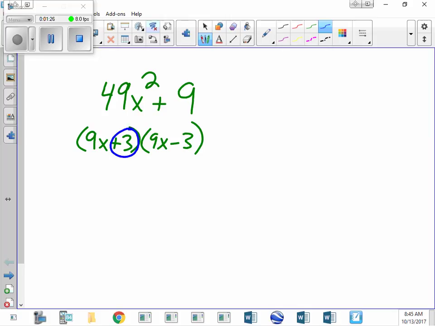Is 3 times negative 3 equal to positive 9? No. Well, what if I made them both positive? Why doesn't that work? The middle term doesn't cancel. So no matter how you try to spin this, it's not going to work. Now later on, we're going to figure out a way to factor this, but it's in a totally different realm than what we're doing right now. So as of today, we don't know how to factor that.